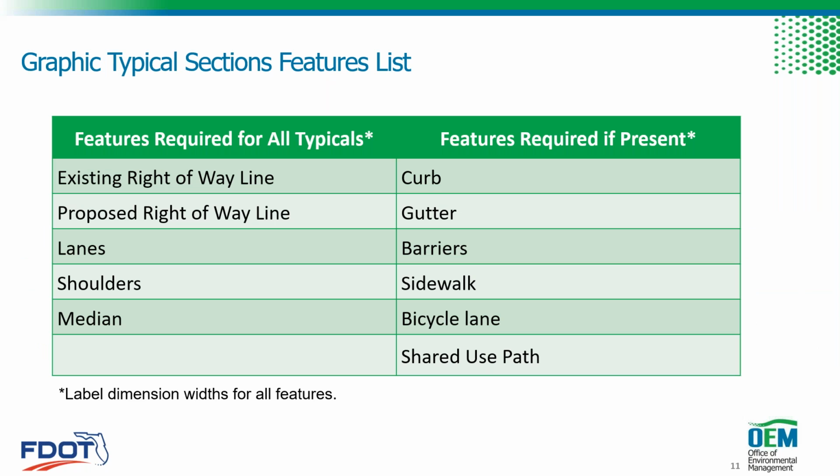Next, I'm going to go over the graphic typical section features list, which is much shorter. It includes the minimum required information and symbology for graphic typical sections, and excludes typical sections that are developed as part of the typical section package, which are already clearly defined in the FDOT design manual. So these are the simple graphic typical sections that we often use at public meetings or within the body of the report. They don't necessarily need to be as detailed as what we would have in the typical section package. So these features are for those types of typicals.